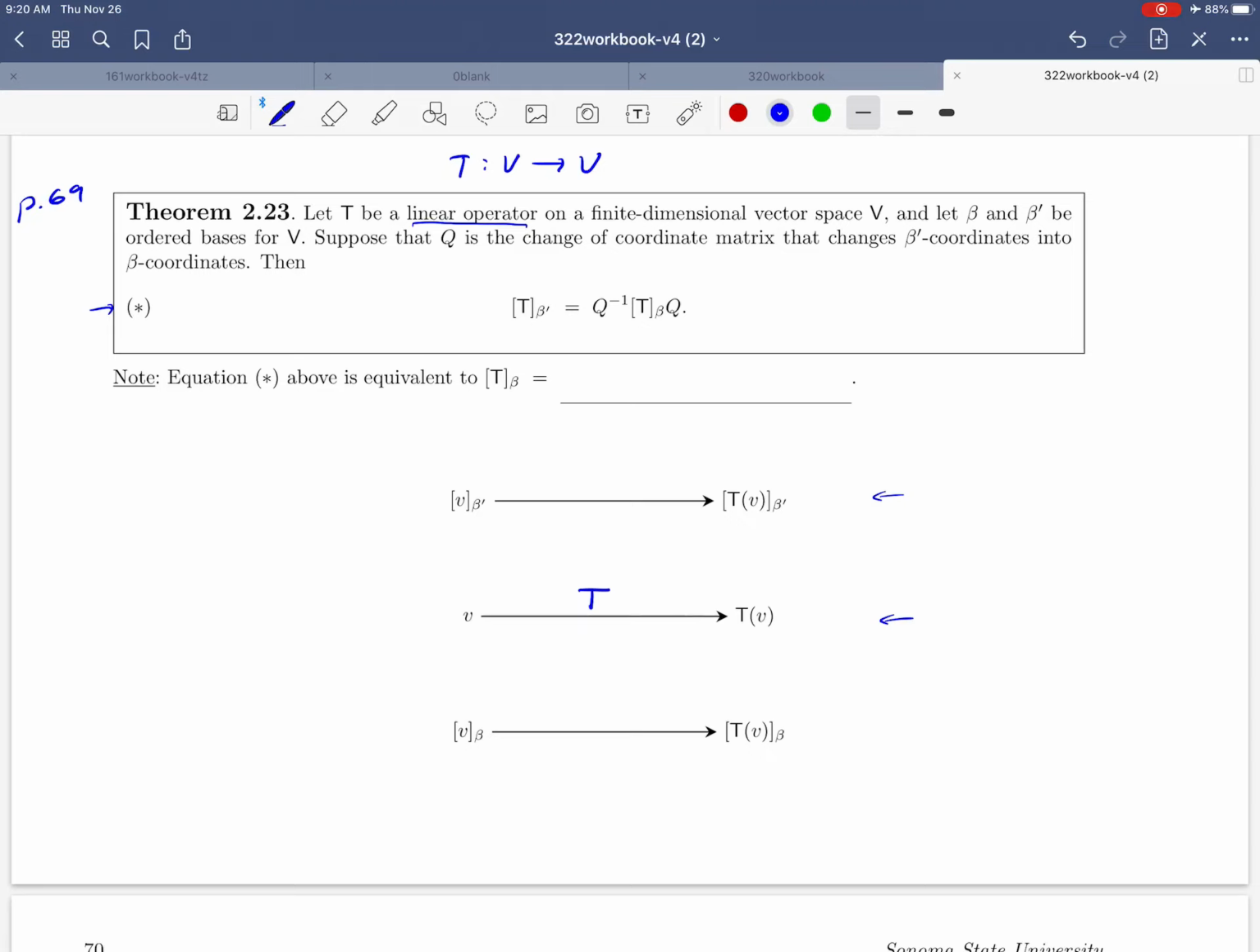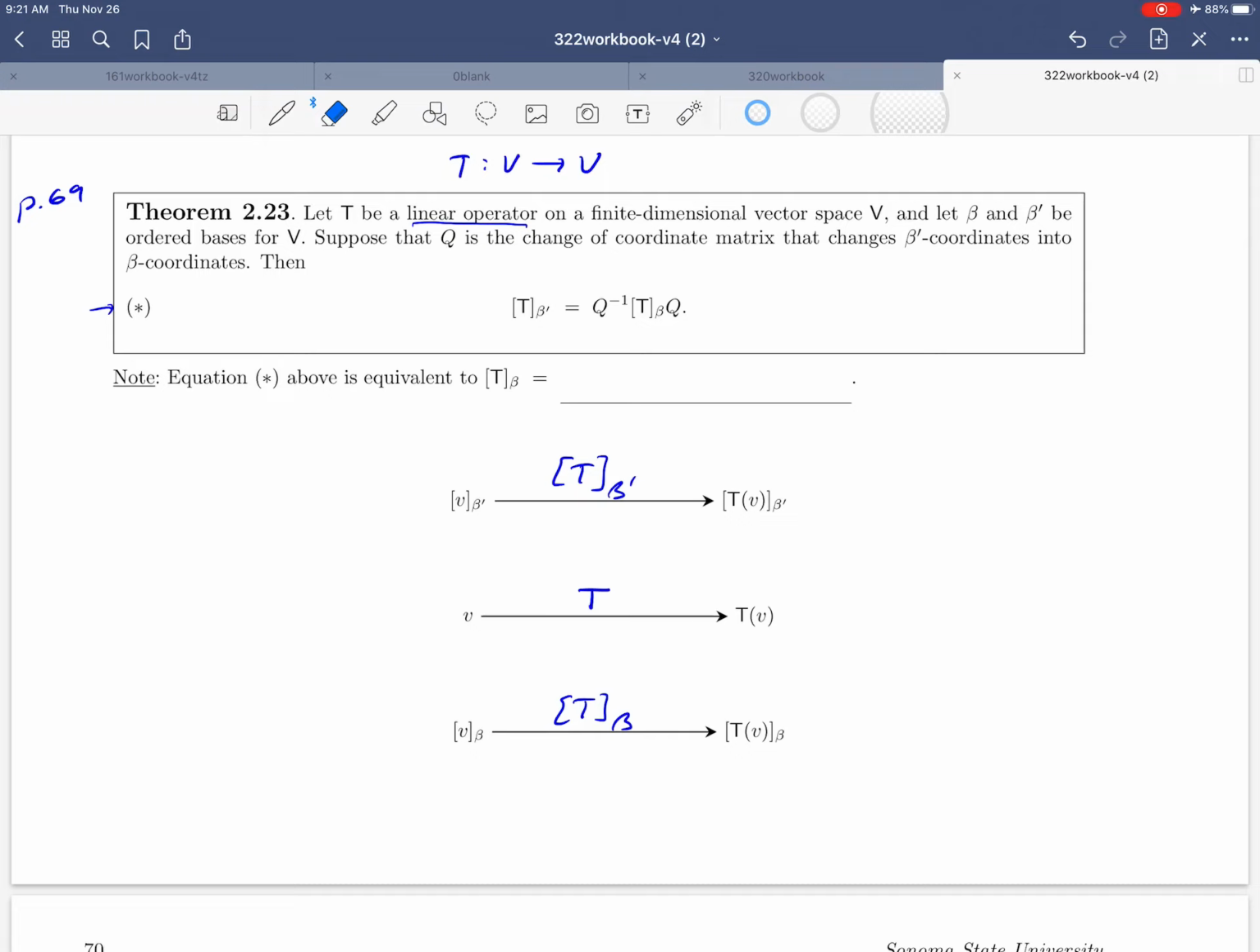If you think back to what we did earlier in this chapter, it would be multiplication by the matrix of T relative to beta prime that does that. That's exactly the meaning of that matrix. And then similarly down here, if we multiply by the matrix of T relative to beta, that would take us from V beta to T of V beta.